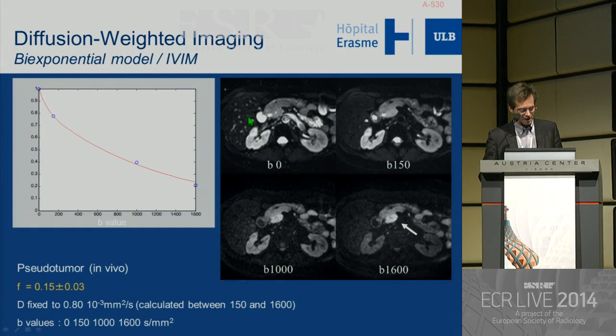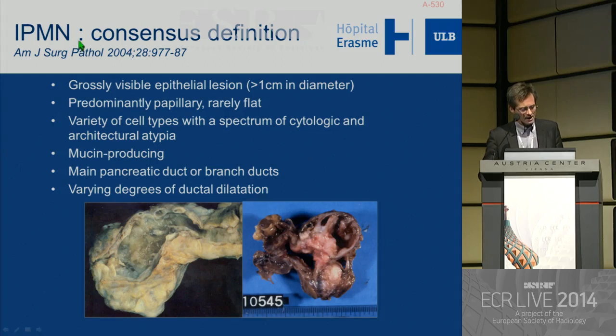Just an example from our own in a patient with a pseudotumor in the uncinate process, and you see that the perfusion fraction here is about 15%, which is more or less in the range of the inflammation provided by the Korean authors. Shifting to IPMN, very quickly, there is a consensus definition from 2004.